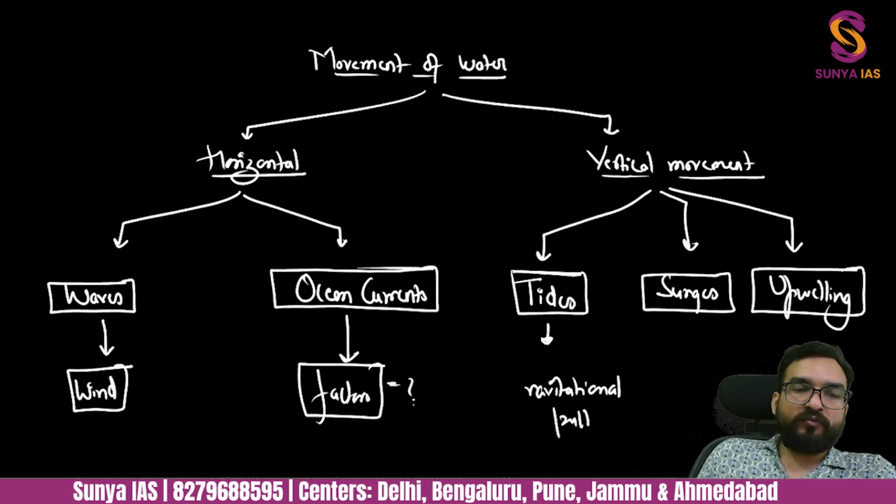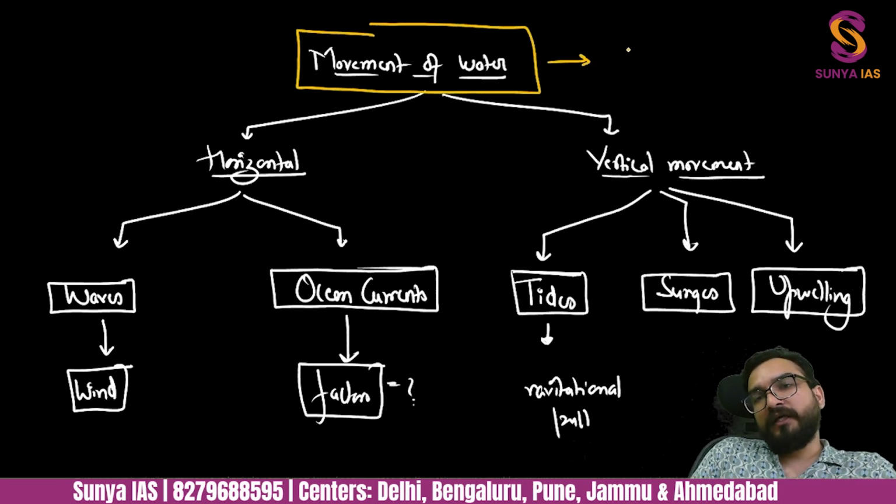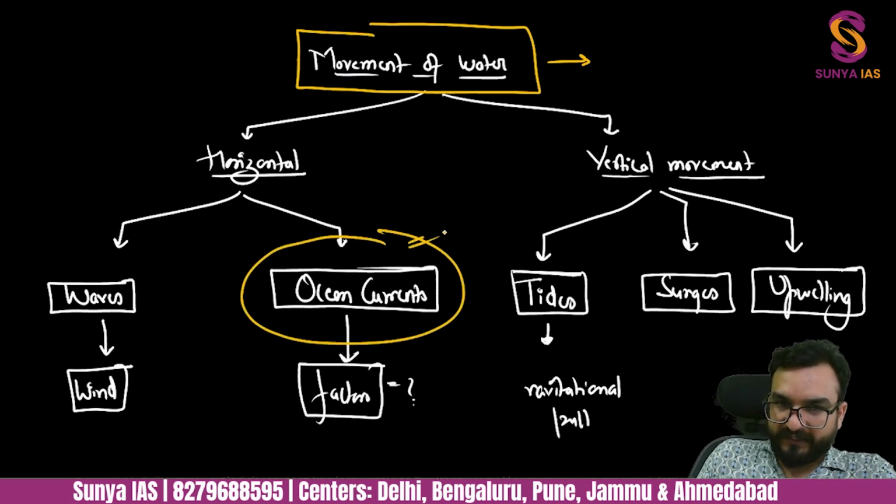So basically what you have understood from this flow chart is that movement of water is happening because of certain physical characteristics. Because of that, you will be seeing two types of movement, horizontal movement and vertical movement. Under horizontal movement, you have the movement of water as waves and as ocean currents. Under vertical, you will see it as tides, surges, upwelling. From today's class, ocean currents will be completed. Right? Now you see ocean currents, guys.